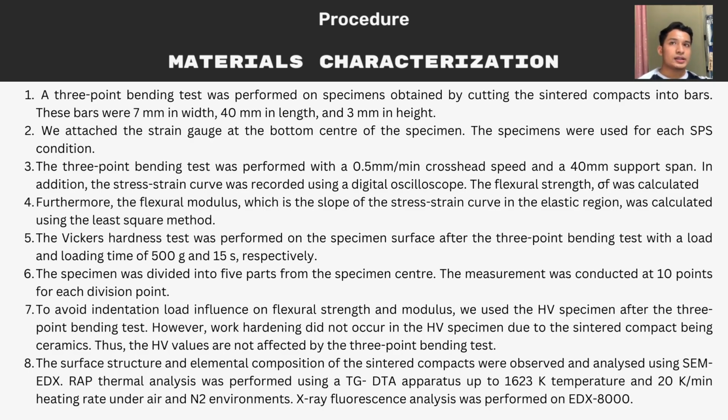We attach the strain gauge at the bottom of the center of the specimen. The specimens were used for each SPS condition. There are three conditions based on the sintering temperature. The three-point bending test was performed with a 0.5 millimeter per minute crosshead speed at a 40 millimeter support span.